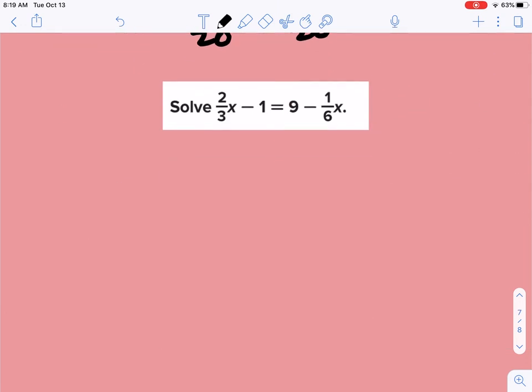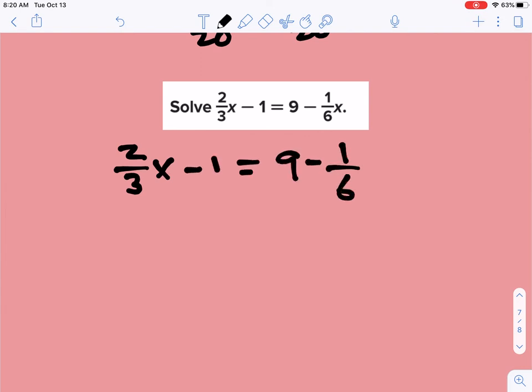All right, last problem here. So everybody's favorite, fractions. I'm going to walk you through this and show you that it's not as bad as you think it is. So first things first, which is bigger, 2/3 x or negative 1/6 x? Well, 2/3 is positive and 1/6 is negative, so 2/3 is obviously bigger. So we're going to add 1/6 x to both sides.